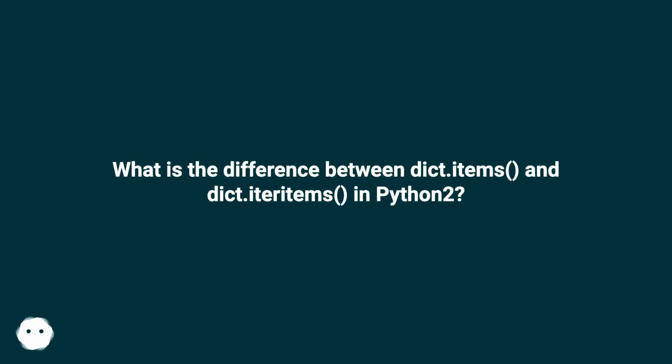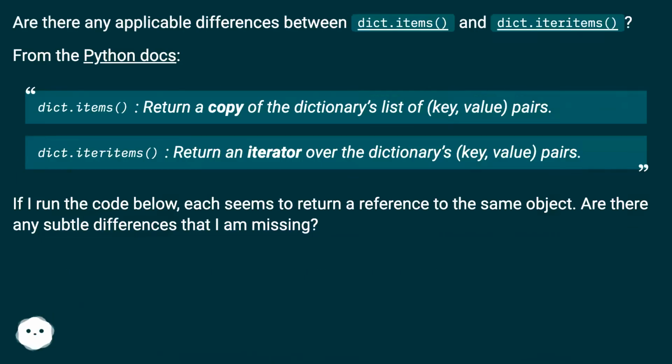What is the difference between dict.items and dict.iteritems in Python 2? Are there any applicable differences between dict.items and dict.iteritems? From the Python docs: dict.items returns a copy of the dictionary's list of (key, value) pairs. dict.iteritems returns an iterator over the dictionary's (key, value) pairs.